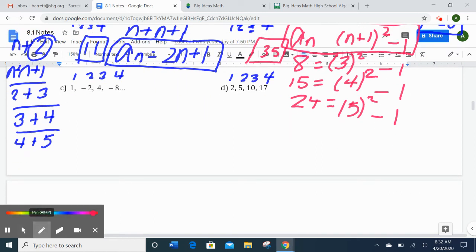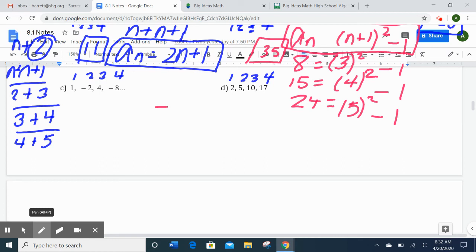The next one, so 1, -2, 4, -8. So what does it look like they did? Well, 1 squared is 1, 1 times 1 is 1. So I'm going to have a negative involved in the mix there. So I know when it comes to my term, I'm going to have a negative. Let's see what they did. 2 squared is 4. 3 squared is 9, so that's not how it works.